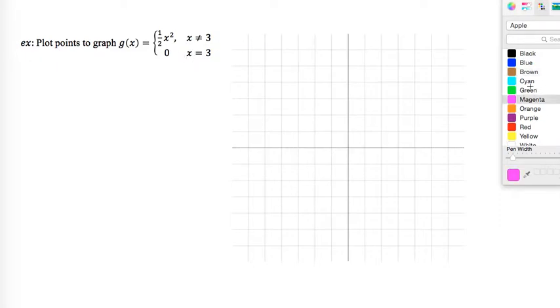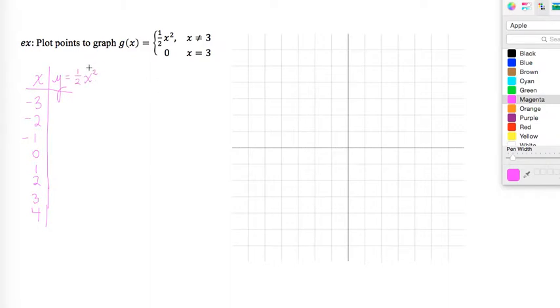We're going to go ahead and just plot some points on that, although we will learn soon how to graph parabolas. I'm going to go with -3, -2, -1, 0, 1, 2, and 3 and 4. Technically, I'm not supposed to plug 3 into 1/2 x squared because it's not defined by that when x is 3. But I'm plugging it in to see where to put my hole in the graph.